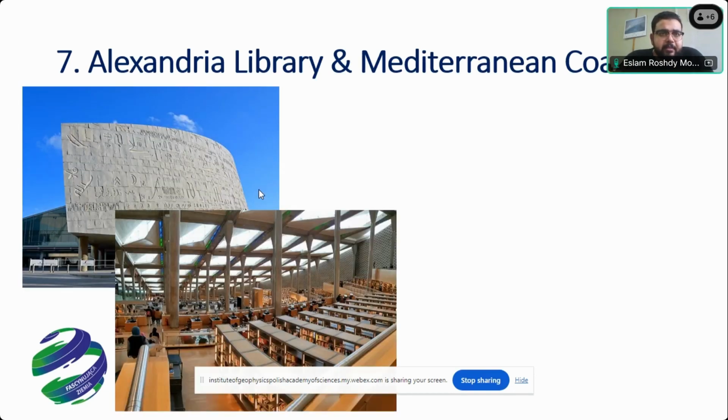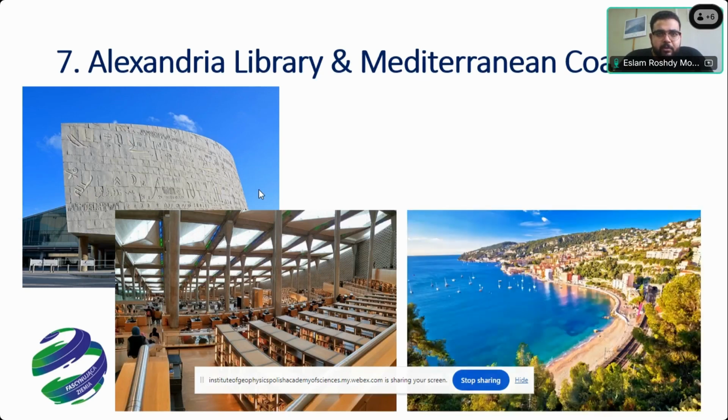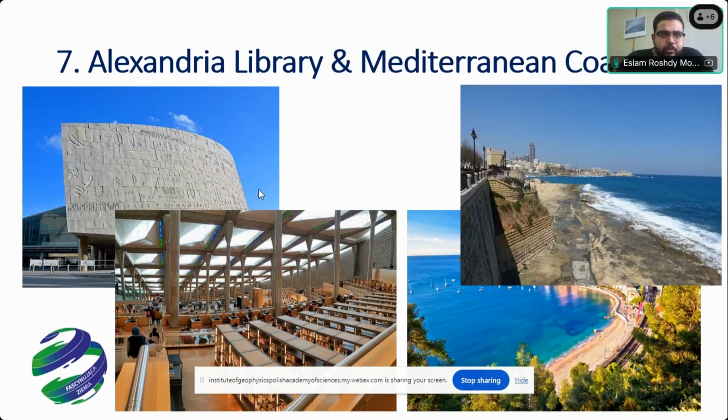Number 7, Alexandria Library and the Mediterranean coast. Alexandria Library is the biggest library in Egypt and stands as a symbol of knowledge, culture, and innovation for all researchers and people in Egypt. The Mediterranean coast represents a destination for travelers seeking sun, sea, and exploration. Visitors can relax on the shore and enjoy the sun and panoramic views of the Mediterranean Sea.